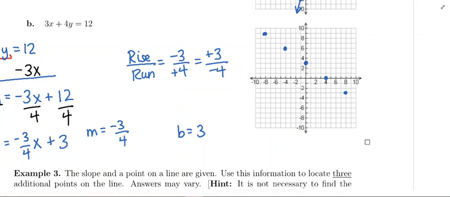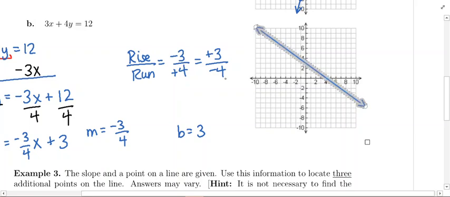All we need to do now is connect these dots with a line. Again, make sure you put the arrowheads on the endpoints because this line is going to continue indefinitely in both directions. So there is your line.